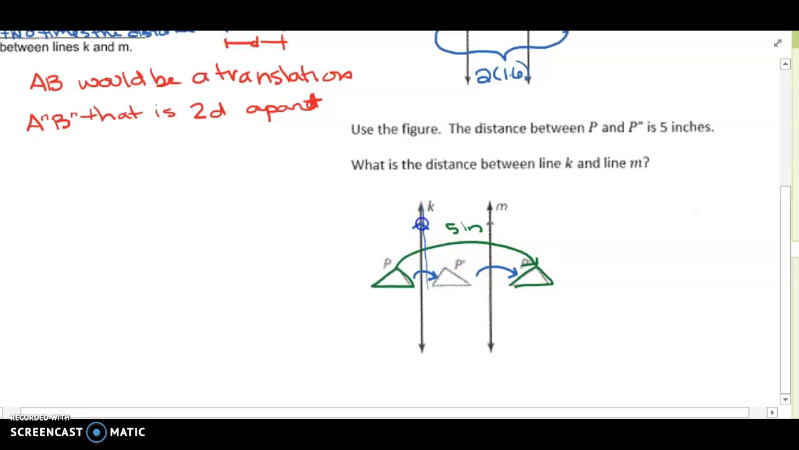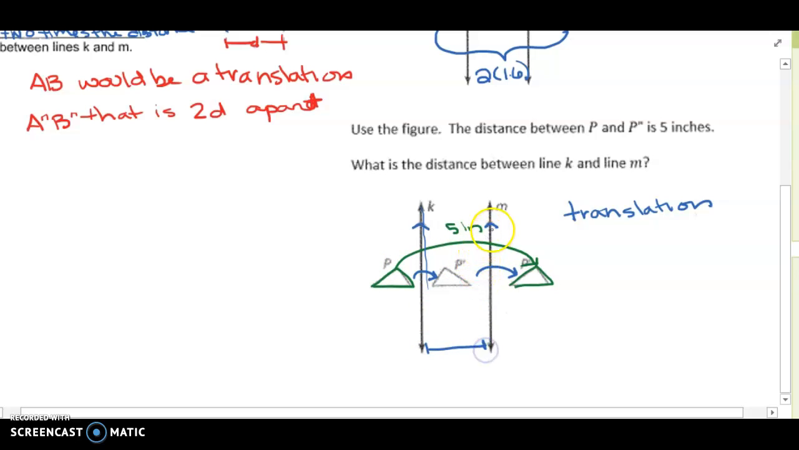And we know that these two lines here are parallel because of those two arrows. Okay, so 2 reflections would result in a translation, and that translation would be double the distance between the lines, okay?